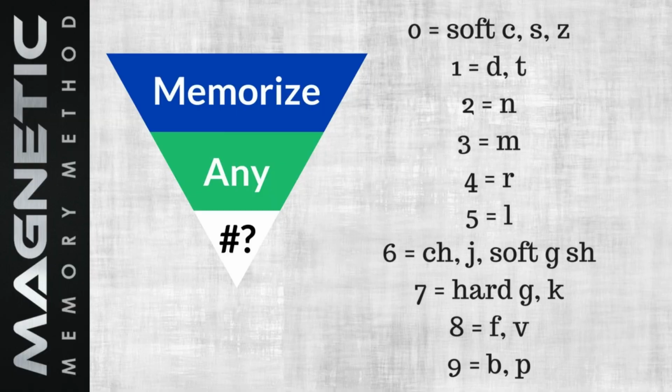You have 1 with a T or D, 2 with an N, 3 with an M, 4 with an R, 5 with an L, 6 with a sh, ch, j sound, 7 with a K. Sometimes you use a hard G, which we'll talk about in this interview. I usually don't, but you can. And 8 is with an F or V. 9 is a B or P.